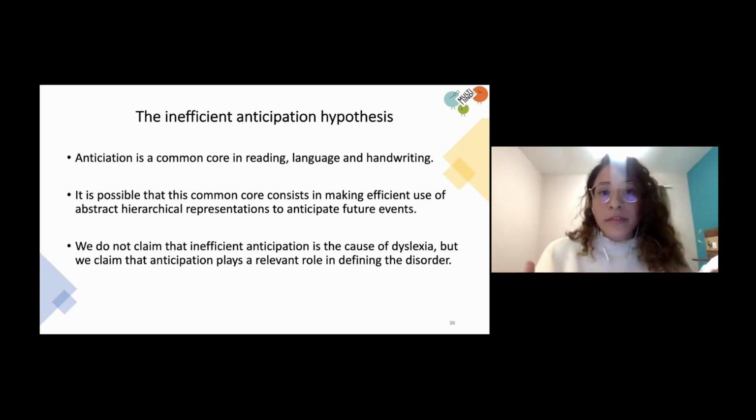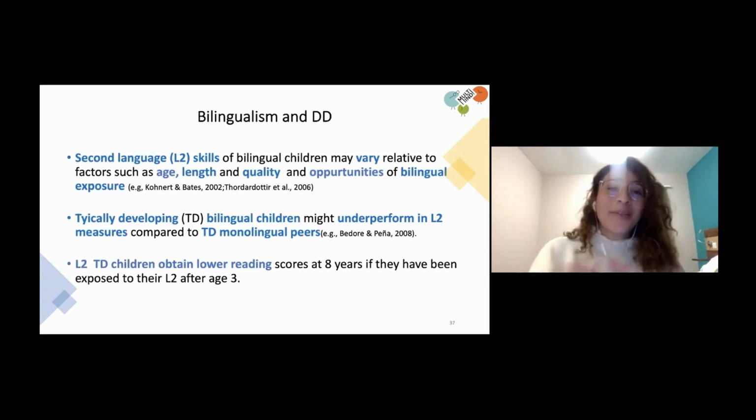So basically, individuals with dyslexia seem to be poor at anticipating, and this is why they seem to have difficulties with reading, writing, as well as handwriting. So how is this all relevant to bilingualism?